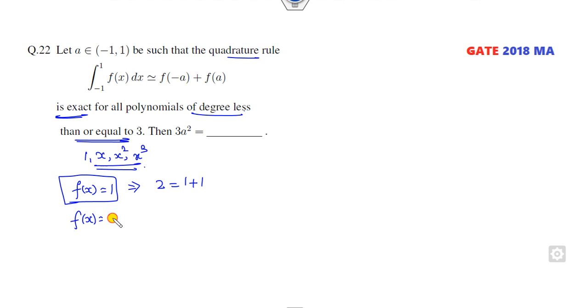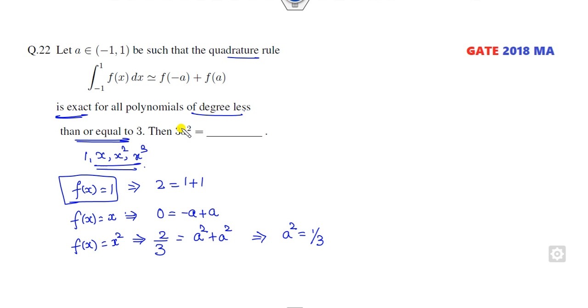If f(x) is my x, the right hand side is 0, and the left hand side is minus a plus a, again 0. If I take f(x) is my x square, the left hand side will be my 2 over 3, and the right hand side is a square plus a square. So clearly, if you solve them, a square is 1 over 3 and your target is to find 3a square. 3a square is my 1, which is the right answer of this problem. That's again a very simple target about this problem.